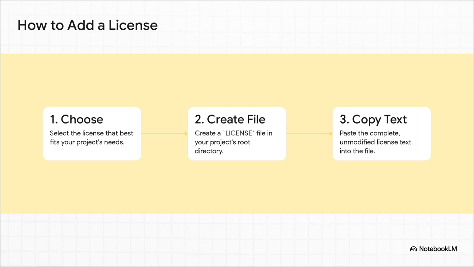And the best part? Actually doing this is ridiculously easy. Seriously, it's 3 simple steps. First, choose your license. Second, create a file named LICENSE, all caps, in the root of your project. Third, copy and paste the full, unmodified license text into that file. And I have to stress that last part. Don't summarize it or change it. The legal power is in the exact wording.